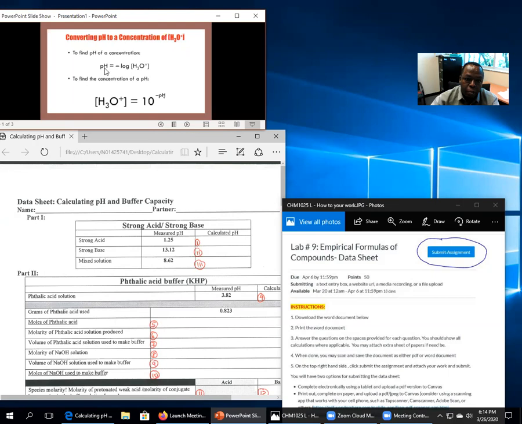pOH equals the negative log of the hydroxide concentration. You are expected at this point to know or differentiate between an acid and a base. It's not that you always use the same equation. So you should know which species is an acid and which species is a base, so that you use the appropriate equation. pH equals the negative log of the hydronium concentration, or hydrogen concentration.